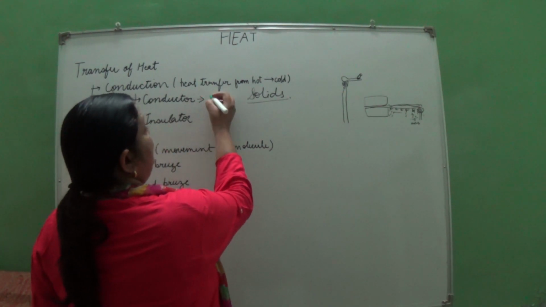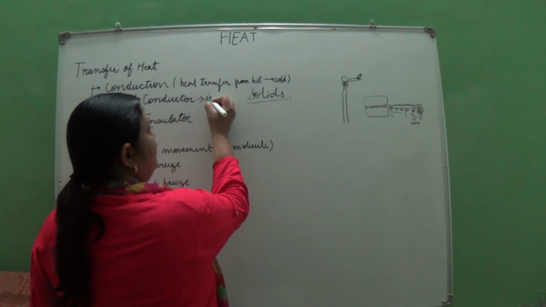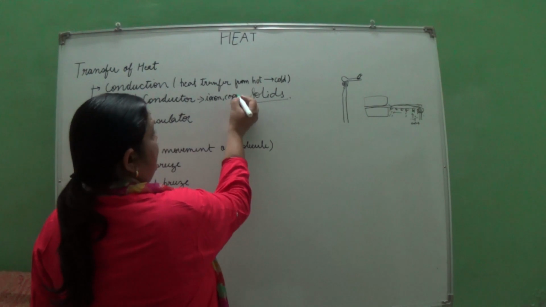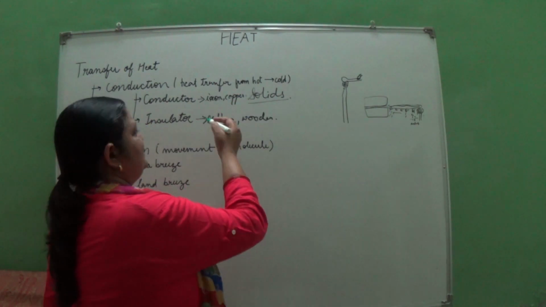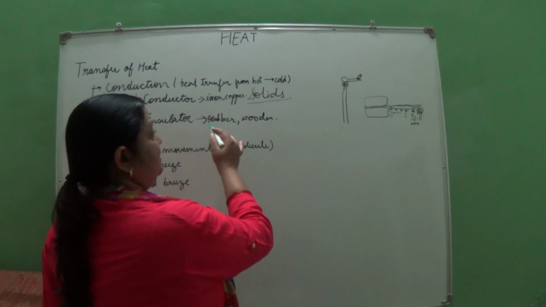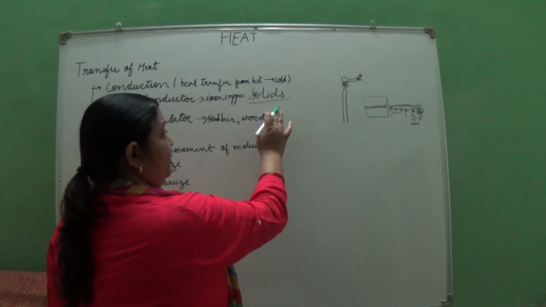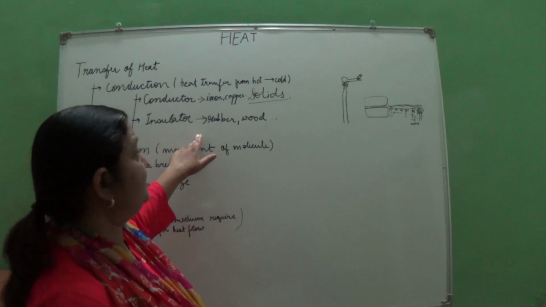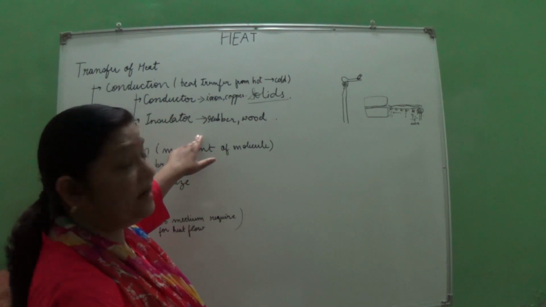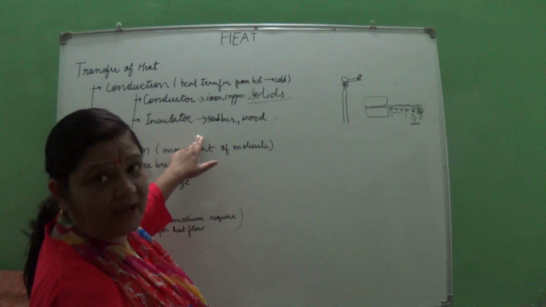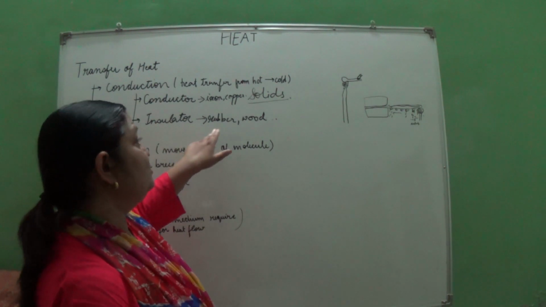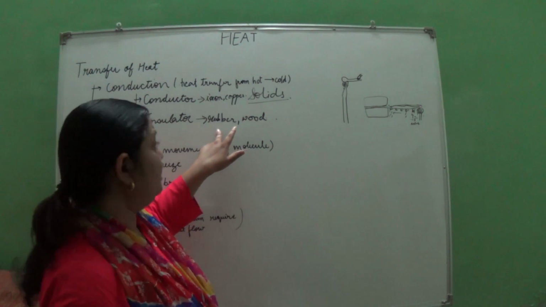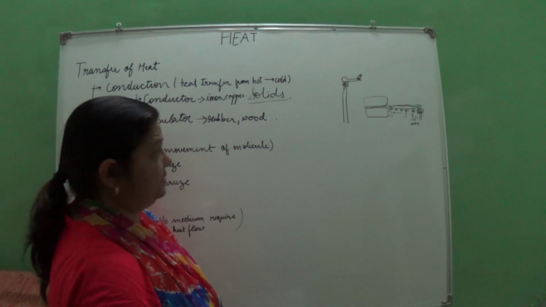Examples of conductors: any metal like iron, copper. Examples of insulators: rubber, wood. Here heat can't be transferred, isn't it? Have you seen it? Have you tried it? Okay, you tried. Heat transfer is difficult in the case of insulators.